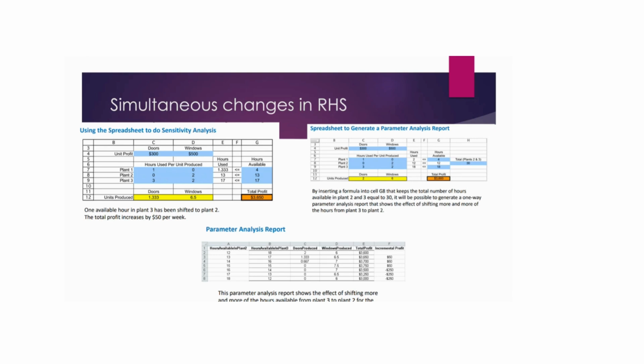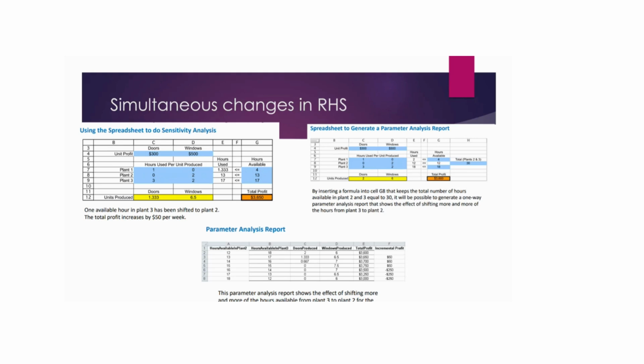So here we are being shown simultaneous changes in the right-hand side. It is incidental that when we change the hours in one plant, the number of hours in the other plant will also change. Therefore, simultaneous changes in the right-hand side is inevitable.